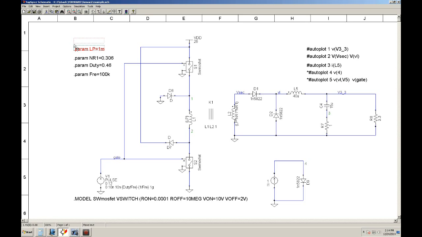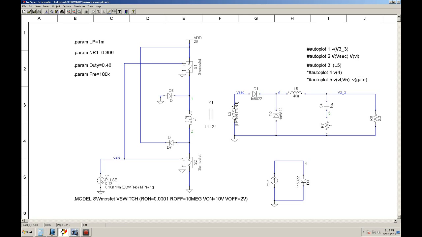So to define them, you put a dot param, LP equals 1. So in this case, it means that the primary is going to have 1 millihenry. And this is just for simulation purposes. I'll go through a design of the transformer in a later lecture. Okay, and then this is the turns ratio that we calculated. So I define it as a dot param NR1, and it's 0.306.